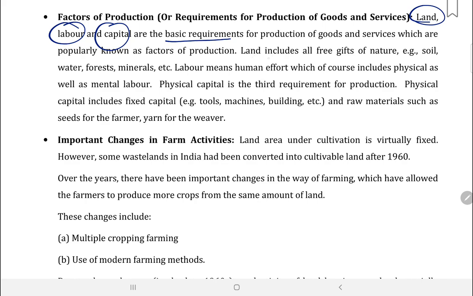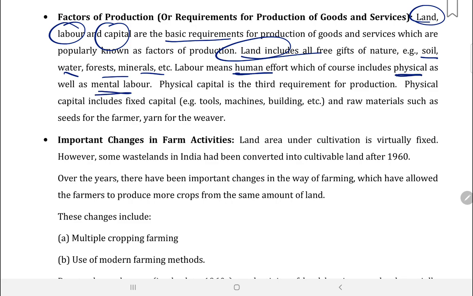Land includes all the free gifts of nature. Whatever is on that land, for example soil, forest, water, minerals, these all are said to be land. Labor means human effort, or the workers or the agricultural laborers. In Hindi they are people who do mazduri, and they are called labor. Labor includes physical as well as mental labor.